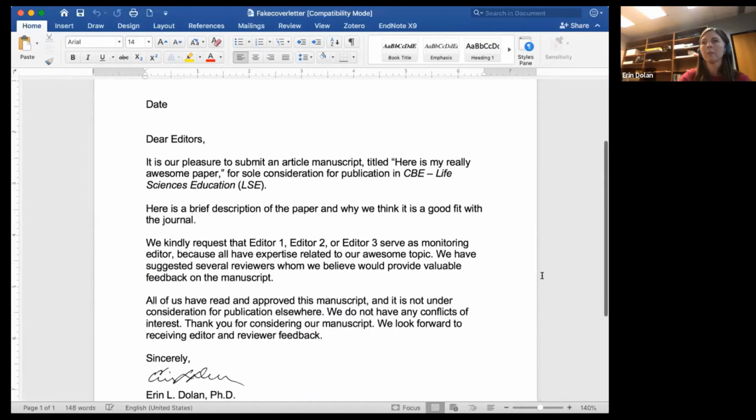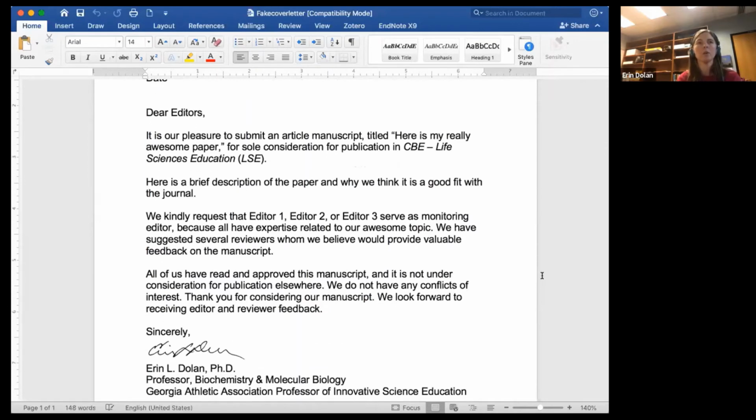The final thing we ask authors to do in their cover letters is to indicate that they're not submitting the paper anywhere else, so it's solely for consideration for publication in LSE, and that all authors have reviewed and approved the manuscript. So that gives you some sense of what kind of information needs to be included in a cover letter.